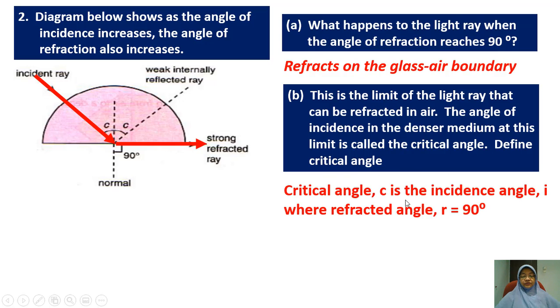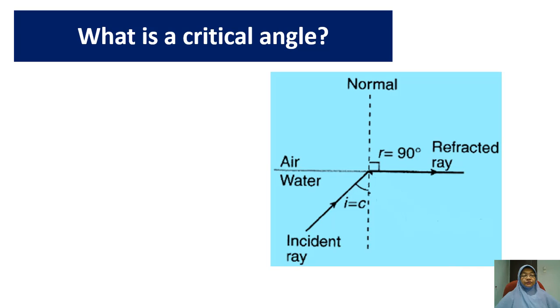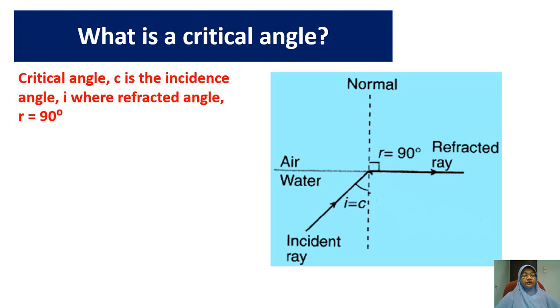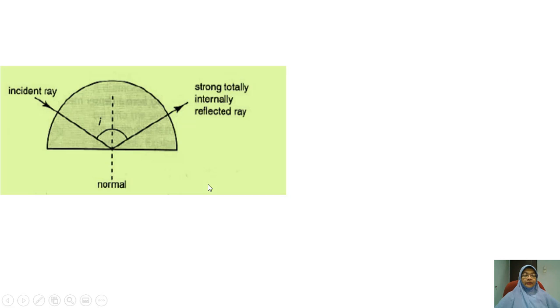The critical angle, with the symbol c, is the incident angle i where the refracted angle r equals 90 degrees. So what is the critical angle? Again, the critical angle is the incident angle i where the refracted angle r equals 90 degrees. This is the incident ray, this is the normal line. The incident angle equals c when the refracted ray produces a refracted angle r equals 90 degrees.